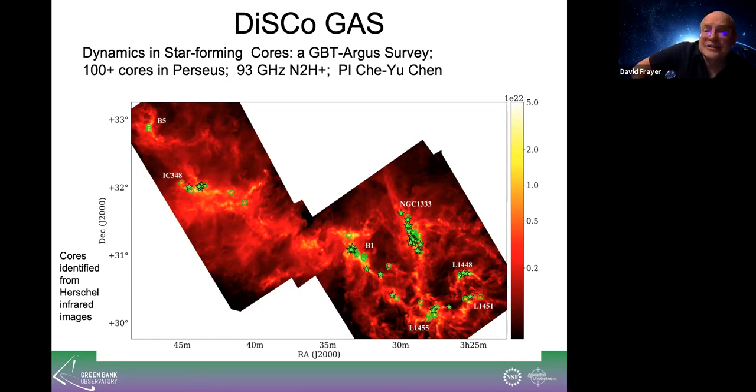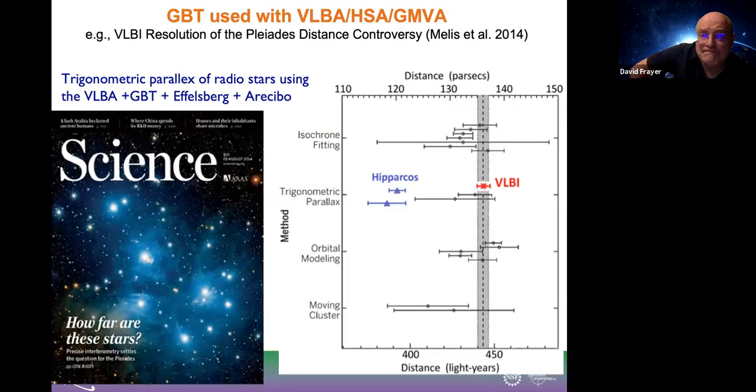The GBT is used with other antennas around the world for VLBI, very long baseline interferometry. This project is 2 years old, but it's quite spectacular, basically doing parallax. Stars aren't very bright in radio wavelengths, but if you're sensitive enough, you can see some stars, and they actually measured a direct parallax distance to the Pleiades, which is a standard candle, which helps anchor the extragalactic distance ladder.